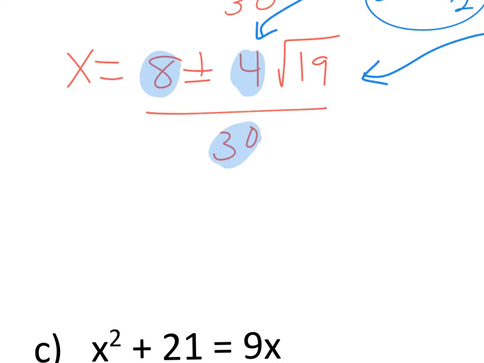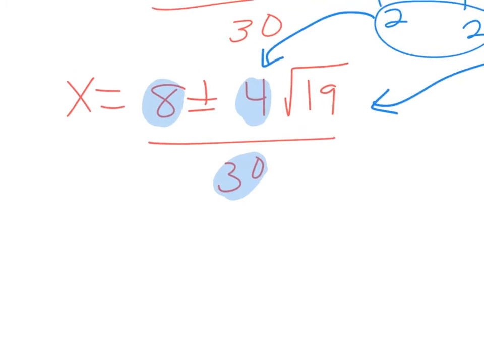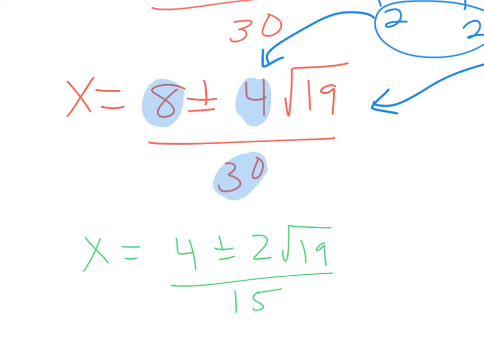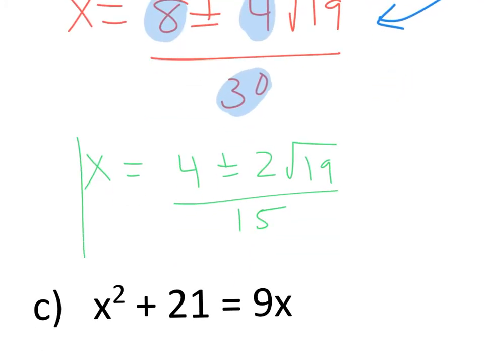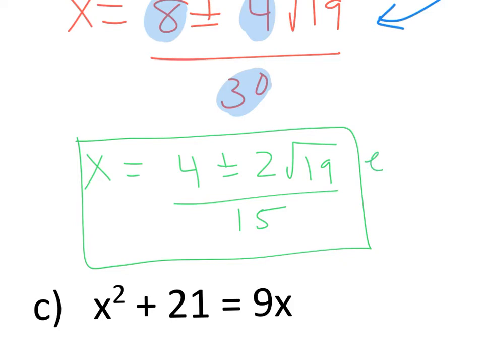Okay, but unfortunately, that's not the case. It is a 30. So I know that 2 is going to come out of all of them. So I'm going to go ahead and divide them all by 2. So 8 is going to go to a 4. 4 will go to a 2, and 30 will go to a 15, okay? And this is your exact solution, okay?